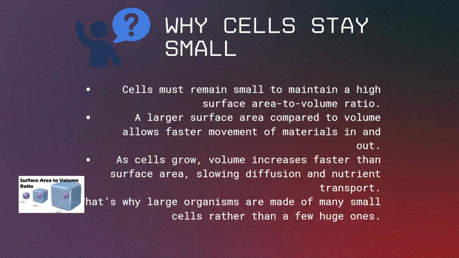Why cells stay small? Small cells have a high surface area to volume ratio. That means nutrients, oxygen, and waste move quickly across the membrane. In big cells, the volume grows too fast, so diffusion gets slow and is bad for life. This is why organisms don't have one giant cell, they have 1 million small ones.